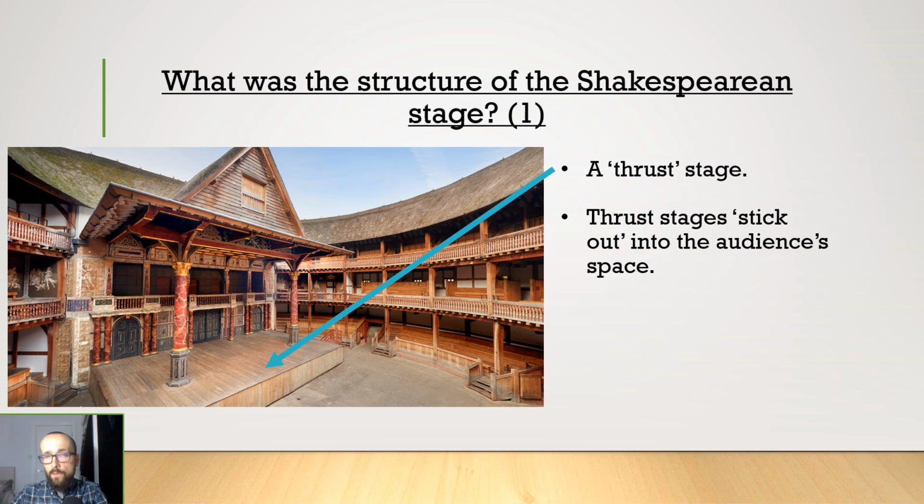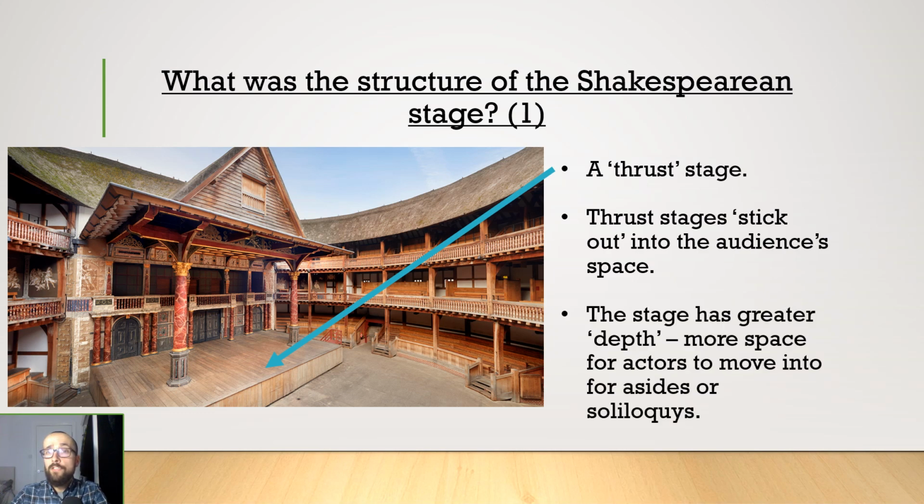However, this is also important as the stage's greater depth meant that the actors had more space to move into for asides and soliloquies. By being able to separate themselves from the main part of the stage where all of the action was taking place and move closer towards the audience, Shakespearean actors would have been more able to clearly demonstrate when their dialogue was not intended for their fellow characters to hear.